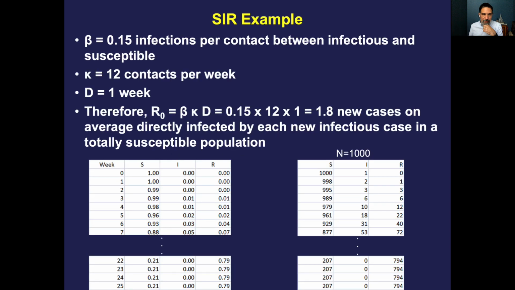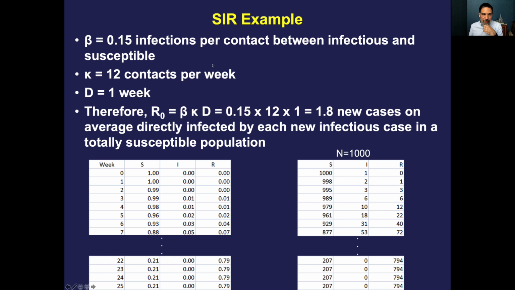So in an example here, which I plugged into a spreadsheet with a population of about 1,000 people, here I'm showing the proportions in each of these compartments on the left over time, and here I'm showing what it would look like if you used a hypothetical population of 1,000 people, so you can see how many actual people would be in each category over time.